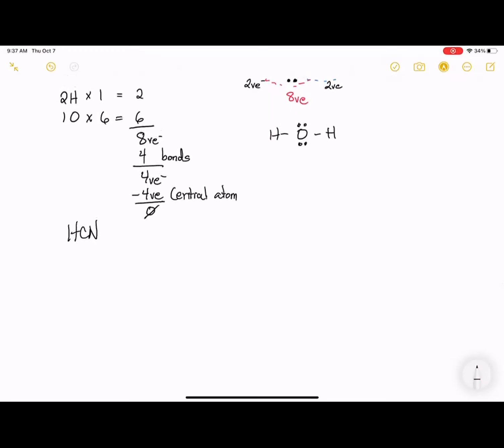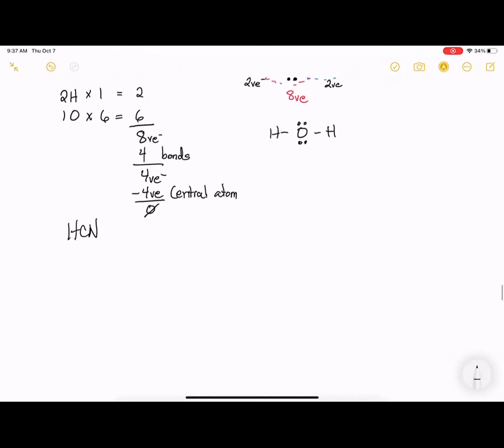So let's move on to HCN. We have 1 hydrogen, 1 carbon, and 1 nitrogen. Hydrogen is in group 1, it has 1 valence electron. Carbon's in group 14, the last digit of 4, so it has 4 valence electrons. And nitrogen is in group 15, the last digit of 5, so it has 5 valence electrons. So the hydrogen contributes 1, the carbon contributes 4, and the nitrogen contributes 5 for a total of 10 valence electrons to distribute around our molecule.